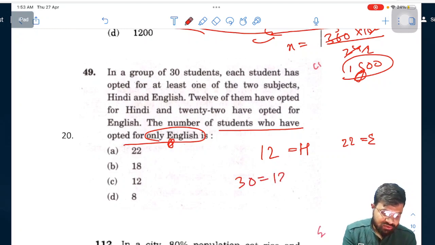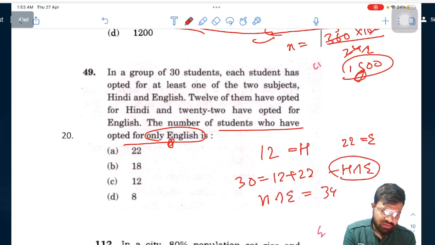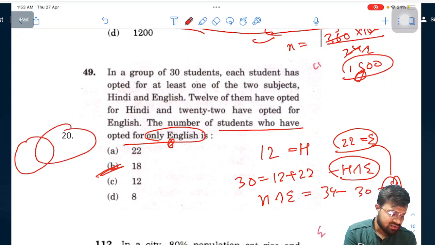So 30 is equal to 12 plus 22 minus H intersection E. So H intersection E is equal to 34 minus 30. That is 4. When you subtract this 4 from English, 22 minus 4, you will get the only English part. Something like this. This is Hindi, this is English. When you subtract this from the English diagram, you will get only English.